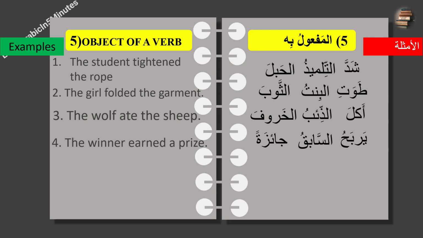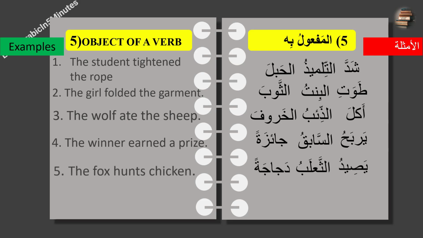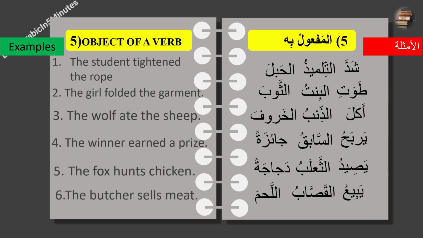يربح السابق جائزة, the winner earned a prize. يصيد الثعلب دجاجة, the fox hunts a chicken. يبيع القصاب اللحم, the butcher sells meat.